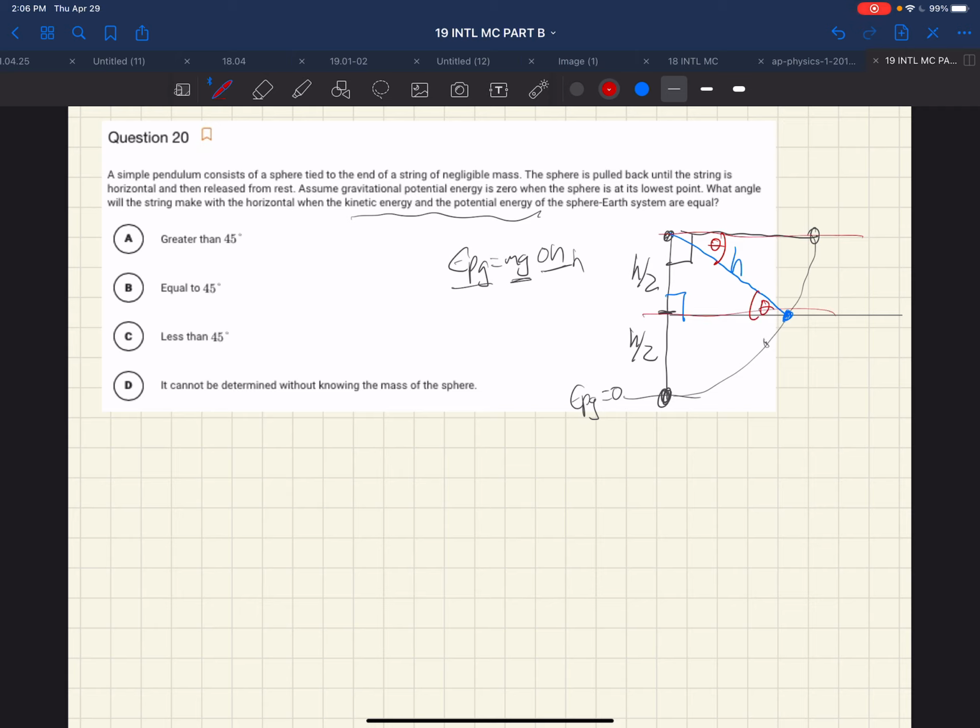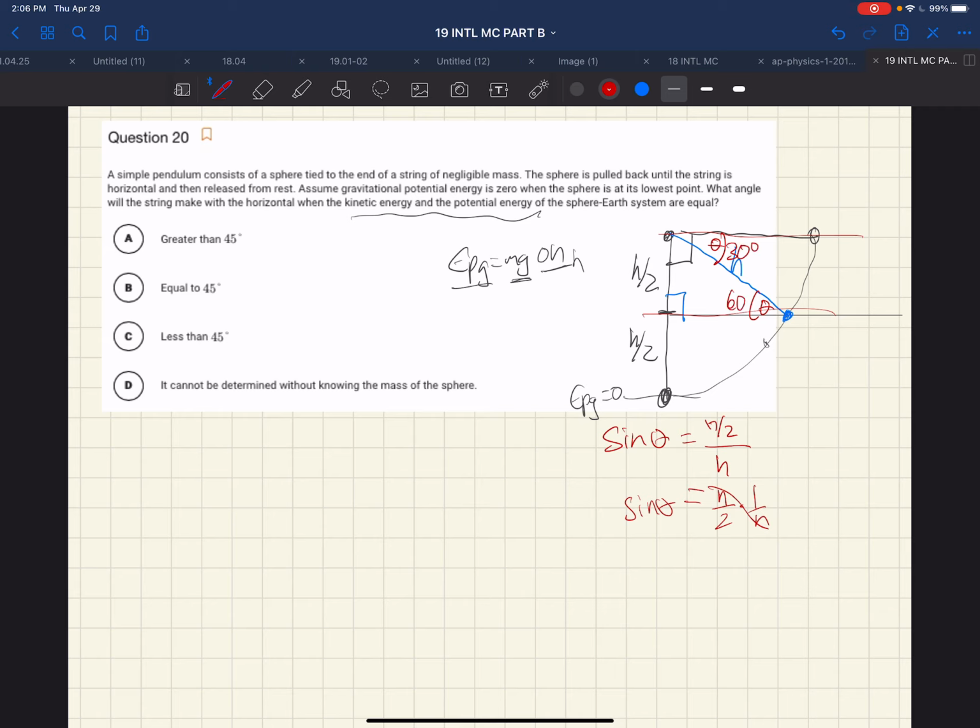So if we look at the sine of theta, it is h over 2, and the hypotenuse is h. So rewriting that, we have h over 2 times 1 over h is 1/2. So what angle has a sine of 1/2? Well, that's 30 degrees. 30 degrees, that makes this 60 degrees.